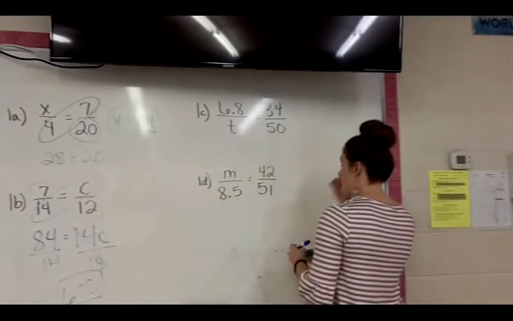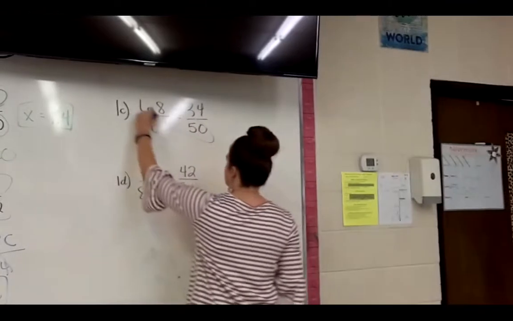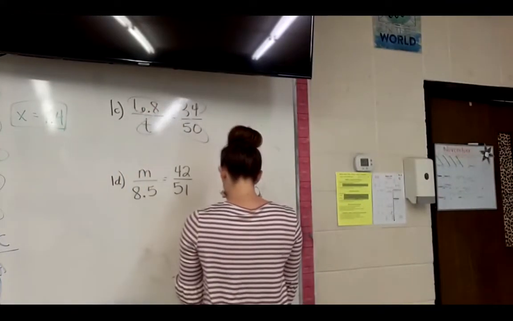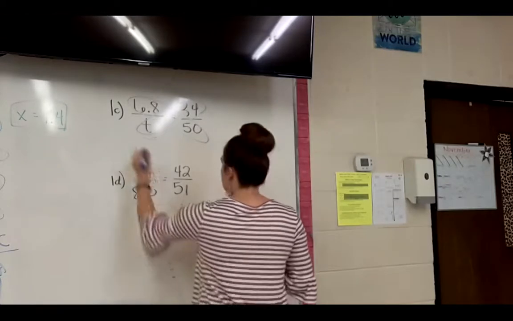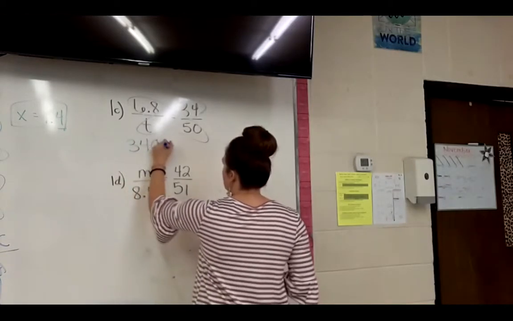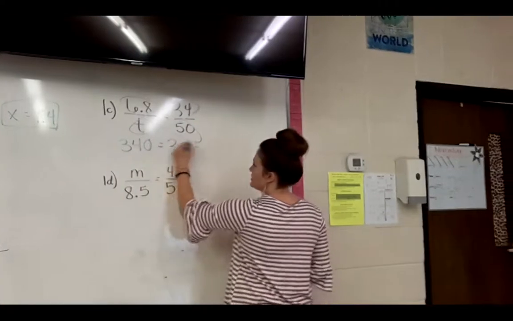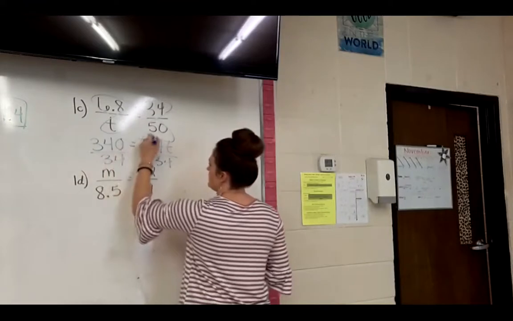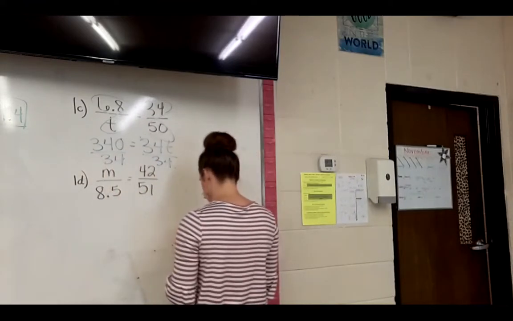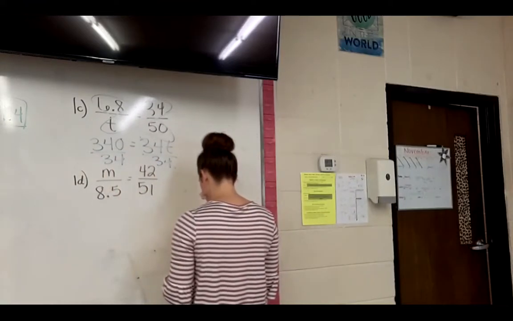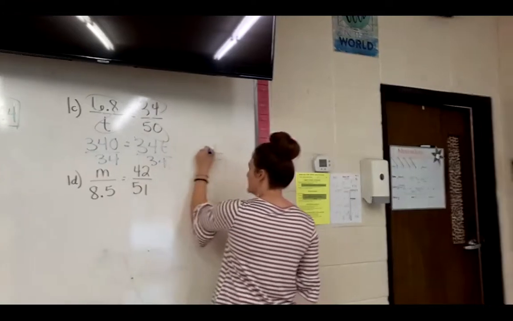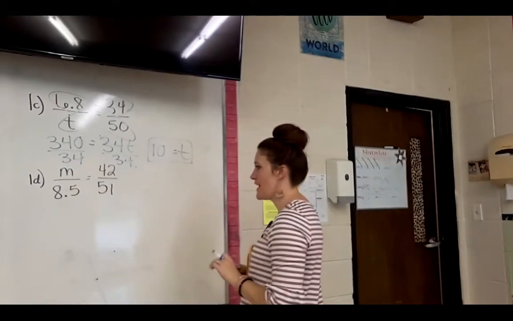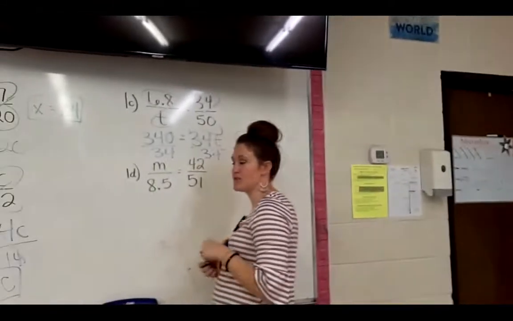On 1C, we have a decimal that doesn't change anything. You still solve it the same way. So I have 6.8 times 50. That is 340 equals 34t. So I now divide both sides by 34. Well, that is just going to be, just double checking my work, 10. So t is 10.